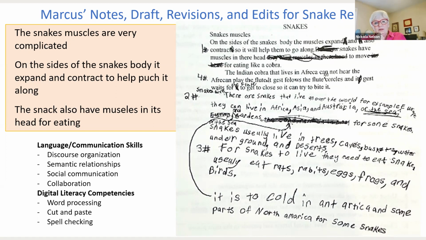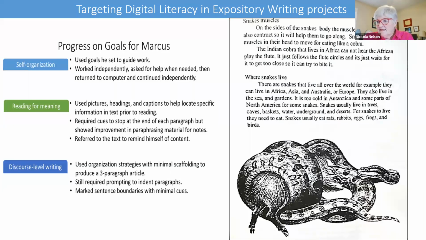I think it's important for them to be able to read what they've written and to be able to mark it up as this student has. And notice he's also put some numbers here on how he might like to reorganize his work so he could make it make more sense. Gives you a chance to work on word processing and cut and paste and spell checking as some of his digital literacy competencies. Here's the outcome of that particular point in time.